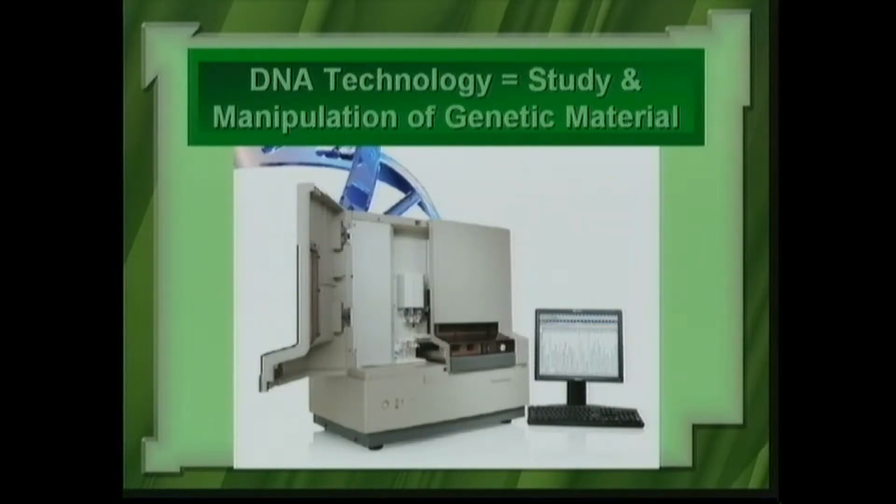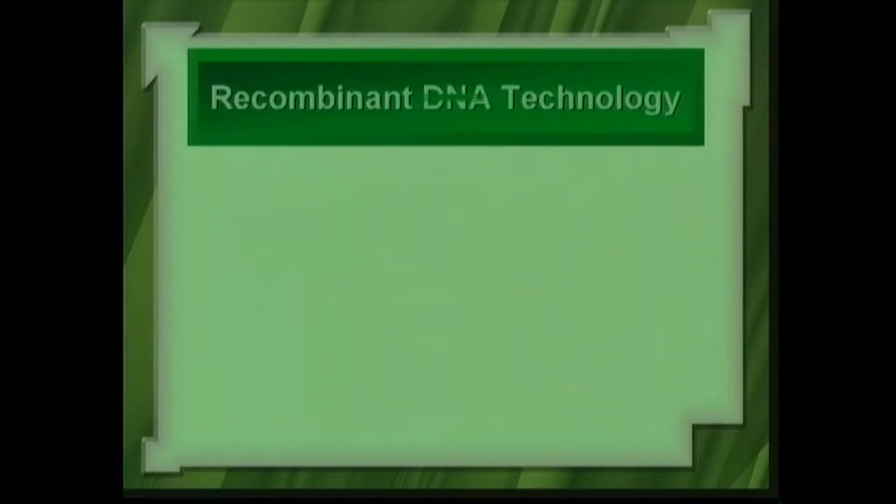Isn't that amazing too? So we humans are capable of all kinds of wonderful things as well as things that are not so great. So we use a process known as recombinant DNA technology in order to do some of the different things that we do, like we just said.